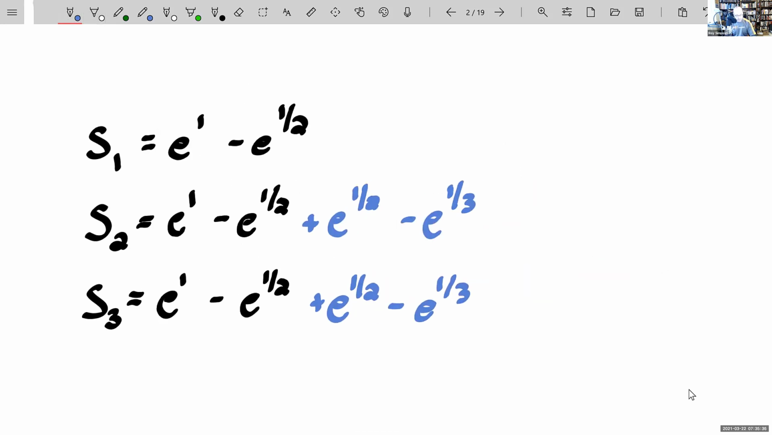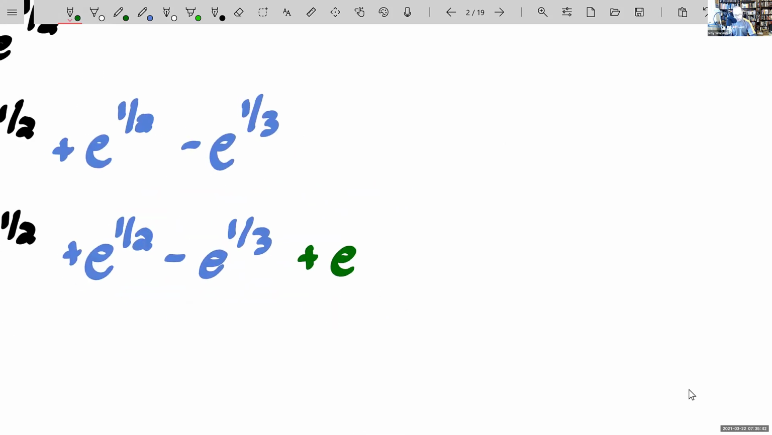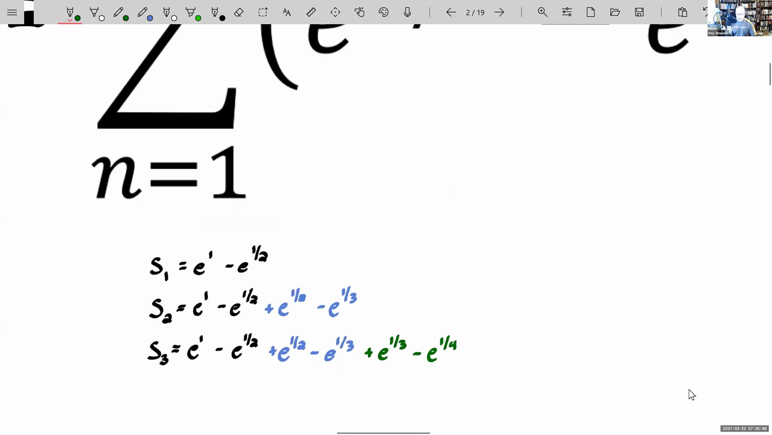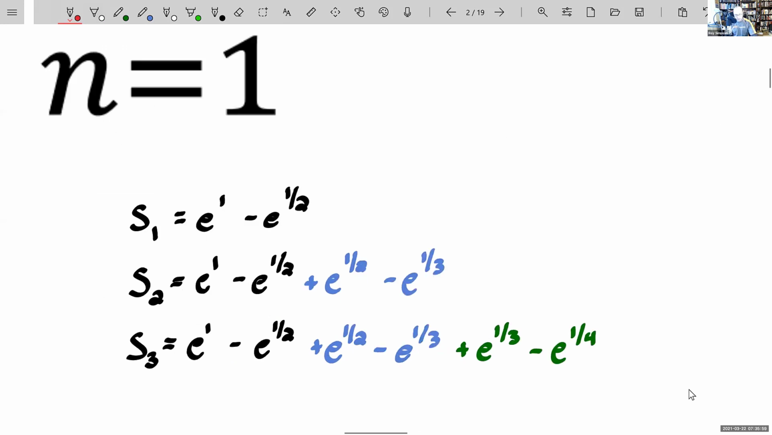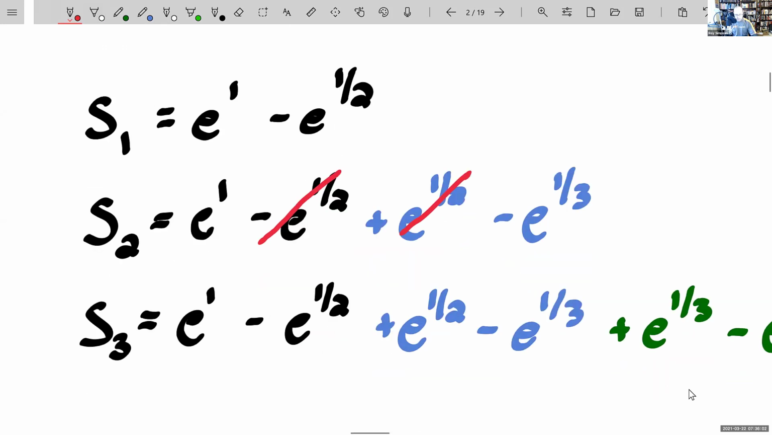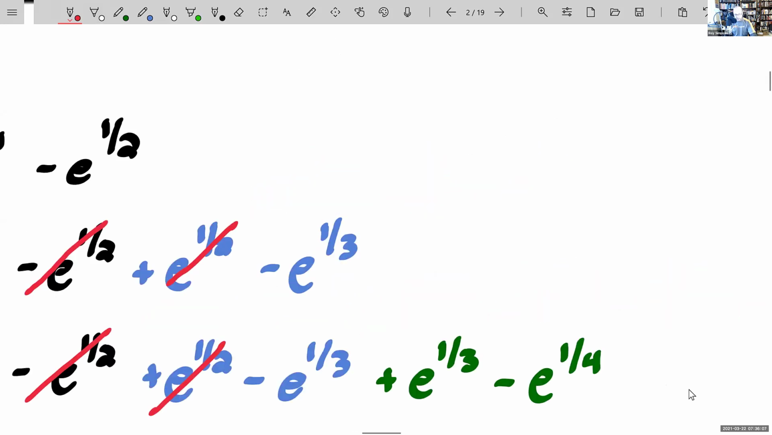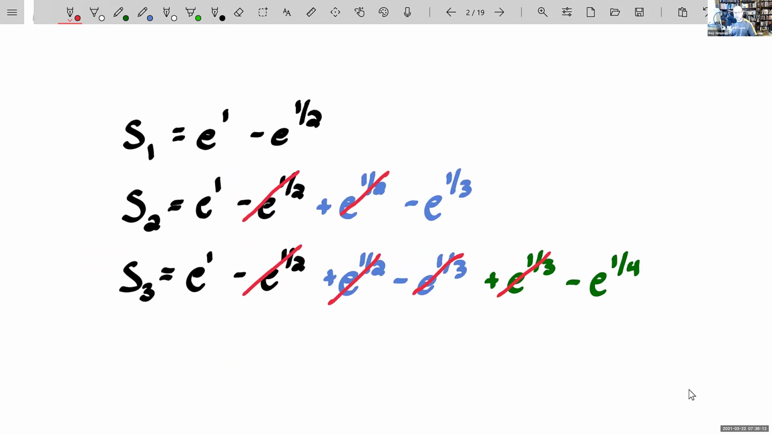I'll use a different color for that. Plus e to the 1/3 minus e to the 1/4. That's for n equals 3. And now, just to showcase the idea, I'm going to cancel interior terms. That is, in the second sum here, I'll cancel these two. In the third sum, notice these two cancel as well as these two, not the very end, but the second and third to last terms.